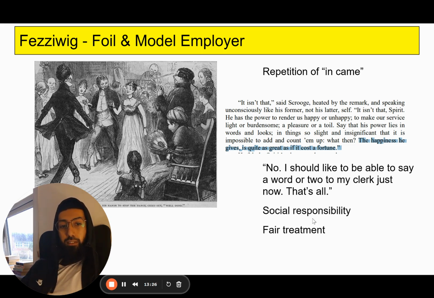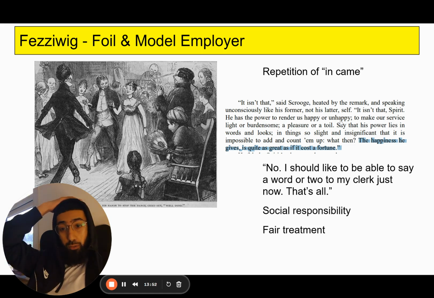And it kind of ties into this idea of social responsibility. As an employer, Fezziwig has the responsibility to create joy for people, to treat them right, and to treat them with equality, regardless of their social status. And this little extract is really significant. There's some good quotes here. "He has the power to render us happy or unhappy," which shows the responsibility of the employer. And Scrooge is an employer.